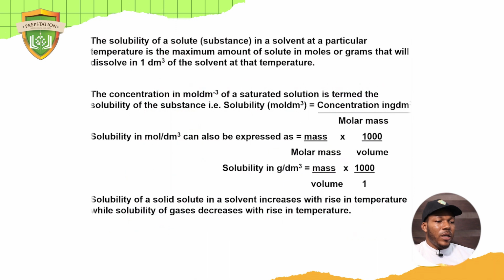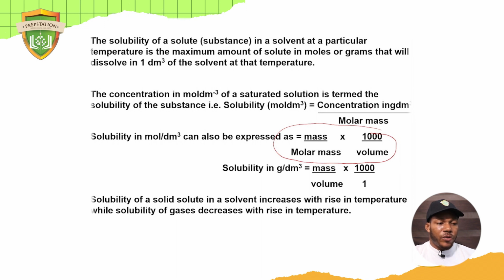So, what is solubility? Solubility of a solute in a solvent at a particular temperature is the maximum amount of solute, in moles or grams, that will dissolve in 1 dm cube of solvent at that temperature. Now you can be asked to solve this. So this is a simple mathematical expression to solve solubility. Very straightforward.